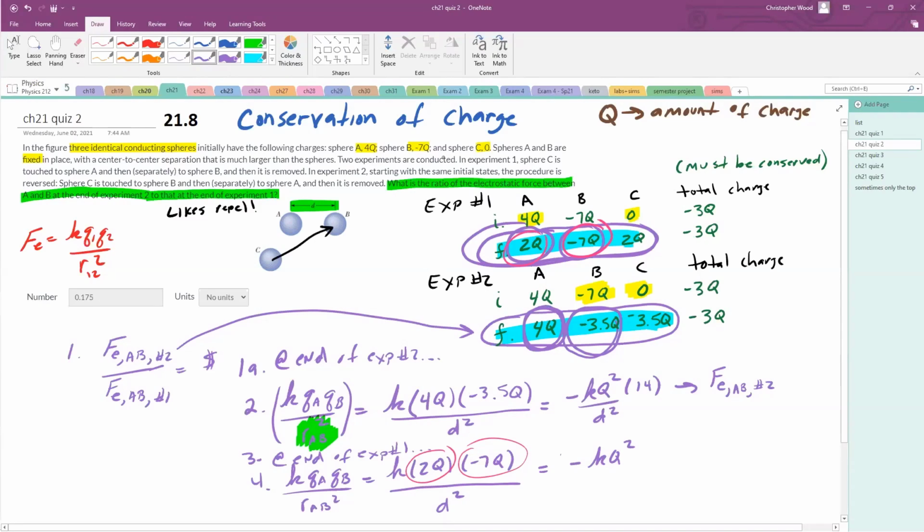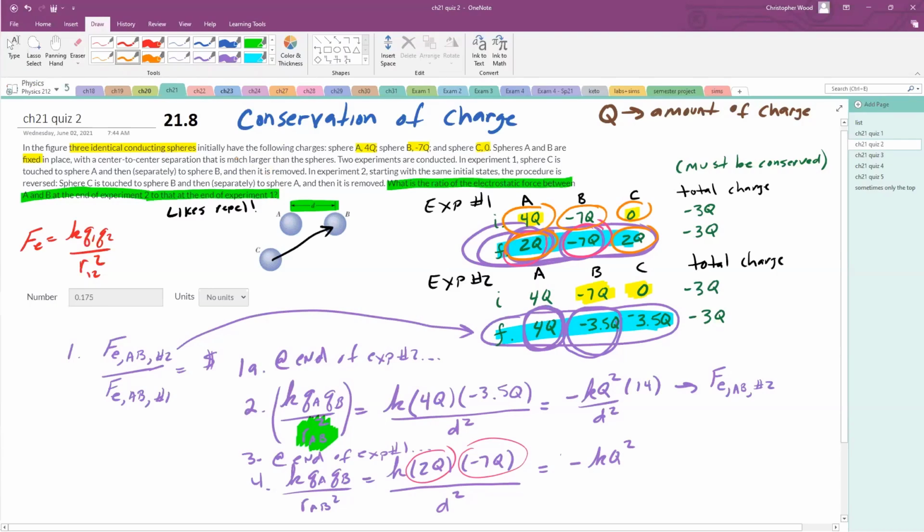Okay, so let me go through it again. Two experiments are conducted. In experiment 1, let me go to my initial case. Just a sanity check here: I'm starting off with 4Q for A, negative 7Q for B, and 0 for C. In experiment number 1, C is touched to A. As soon as C touches A, A goes to 2Q, C goes to 2Q. Oh, and then you're right, and then separately to B. So, geez, that's a mistake.